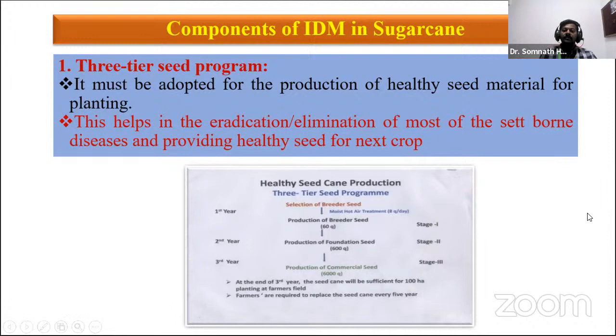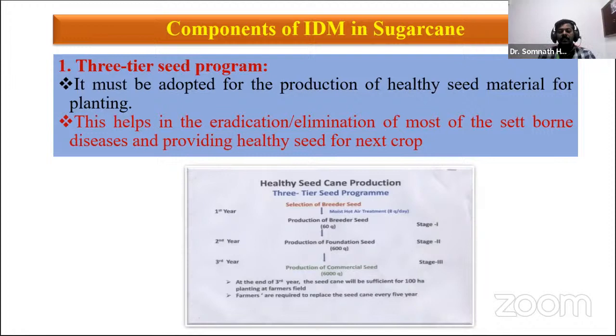This three-tier seed program helps in the elimination of different seed-borne infections, fungal, bacterial or viral diseases. So this can be one of the strategies for management of the different diseases.